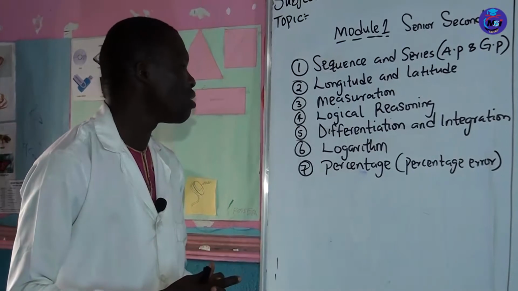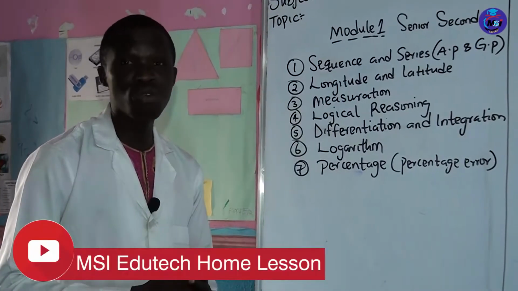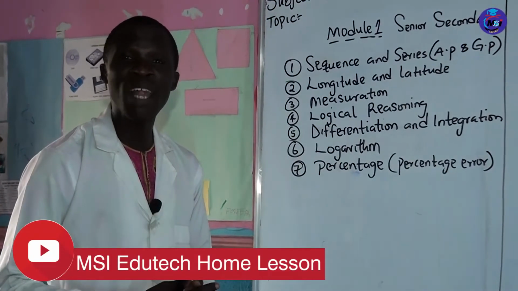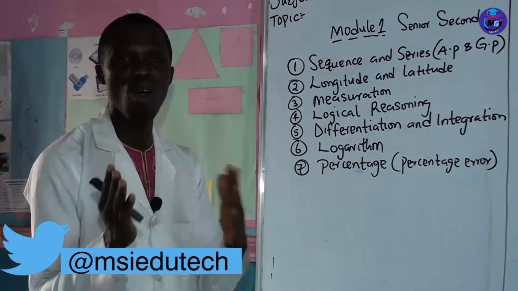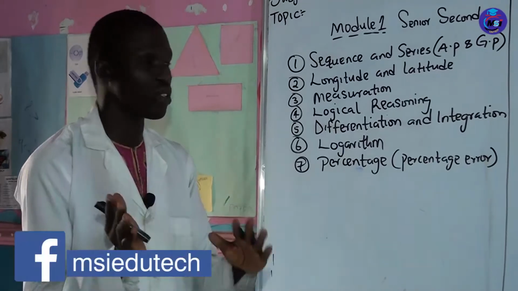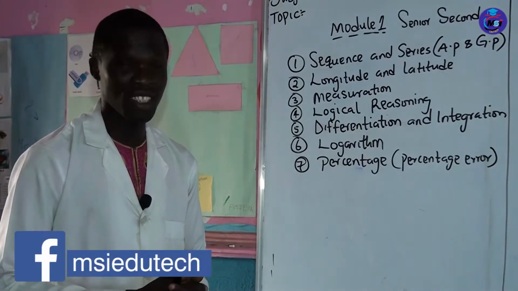Then number 4, we have logical reasoning. We are going to apply our brain. We are going to reason together. True or false? True or false? That is what logical reasoning is all about.